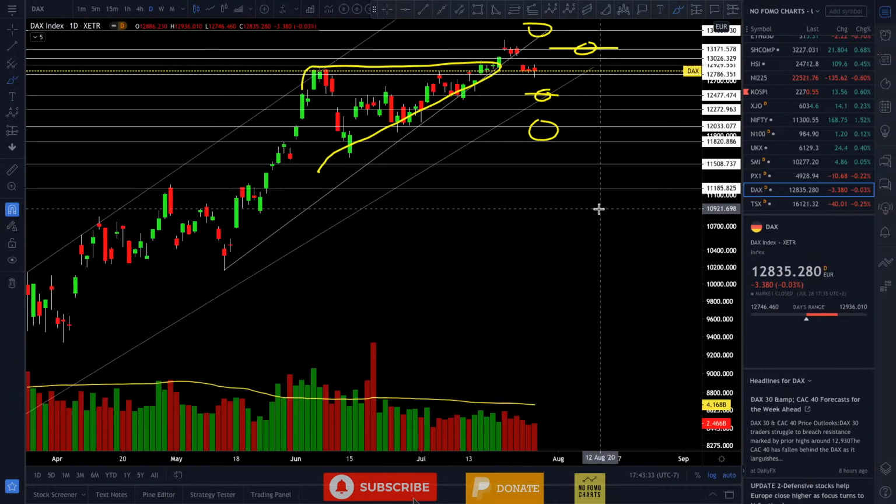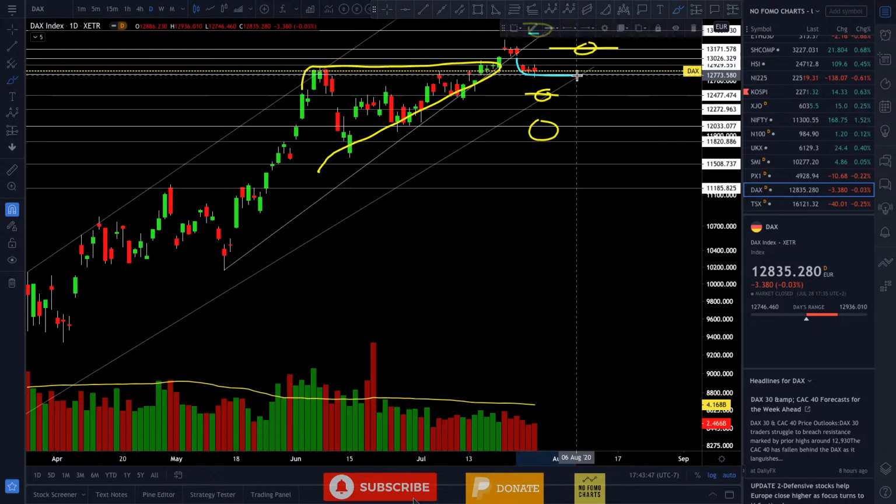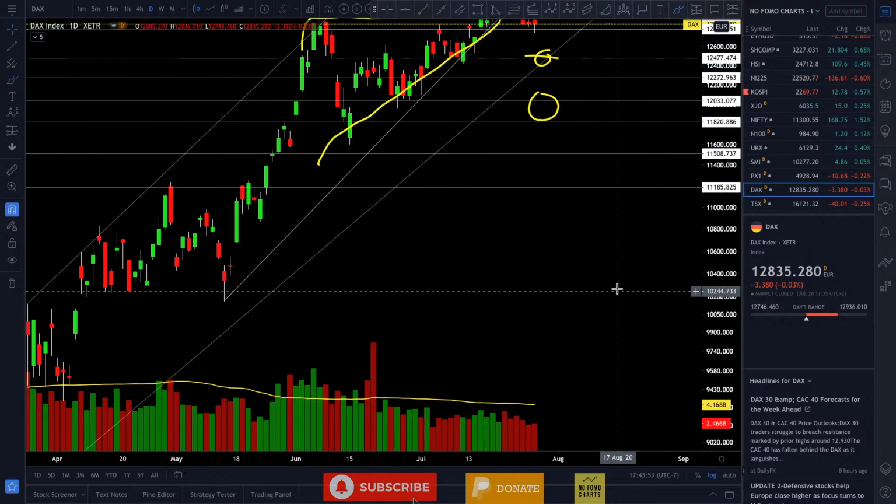DAX index, Germany, had a breakout, temporary, very short-lived, of the ascending triangle pattern, finding resistance in the upper 13,194, 13,200 range, gap down, finding support here. Where is here? 12,780 range. And we drew this last time.